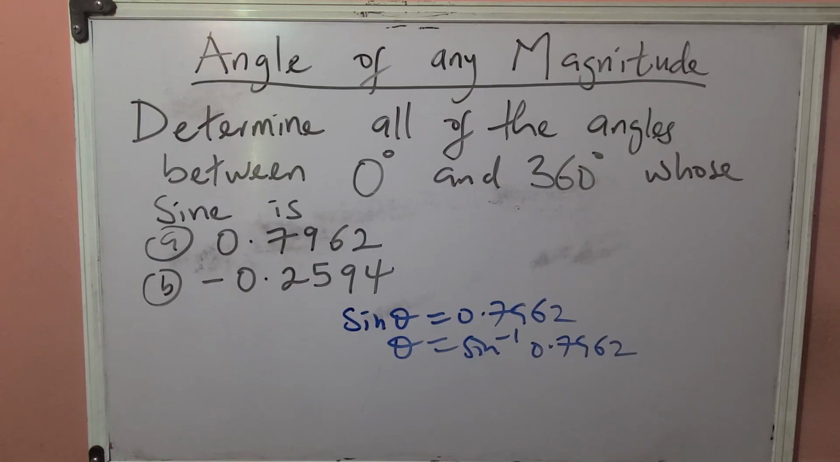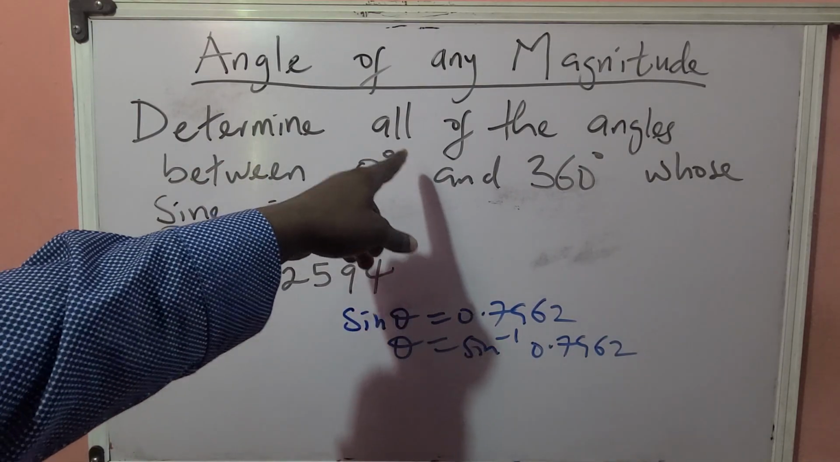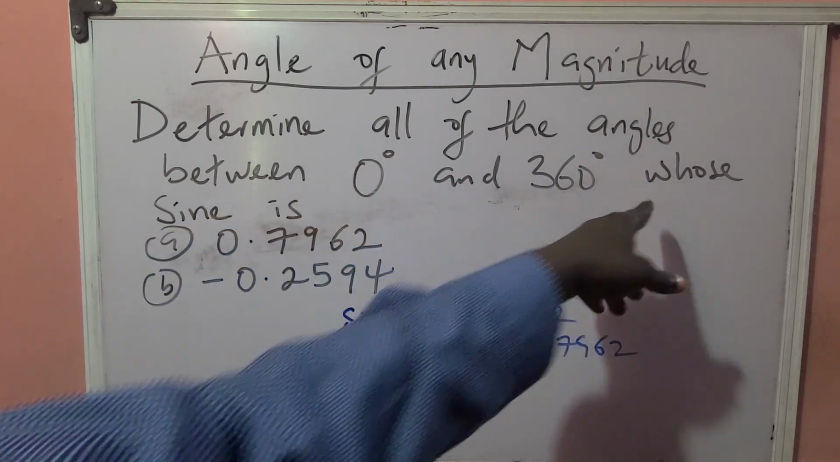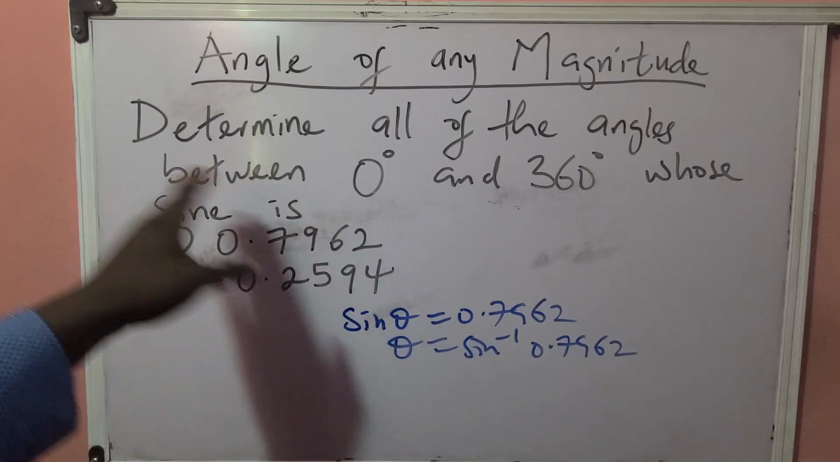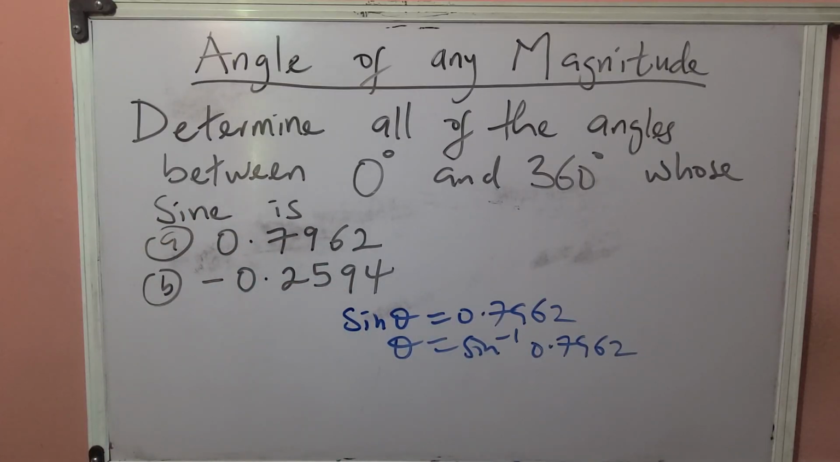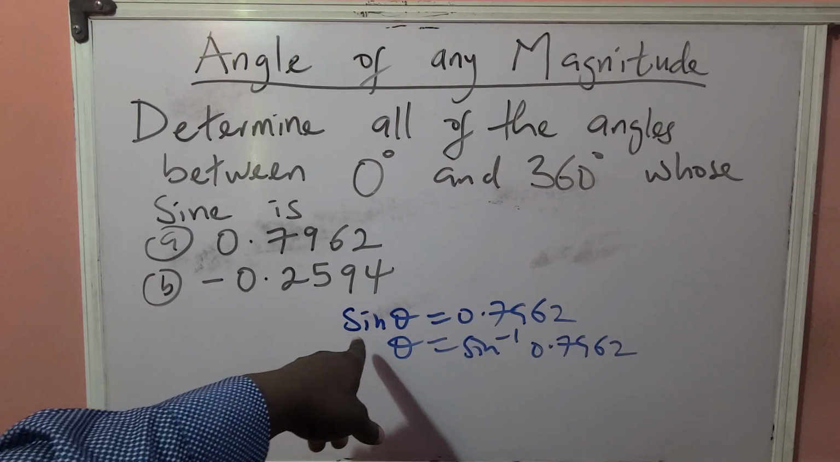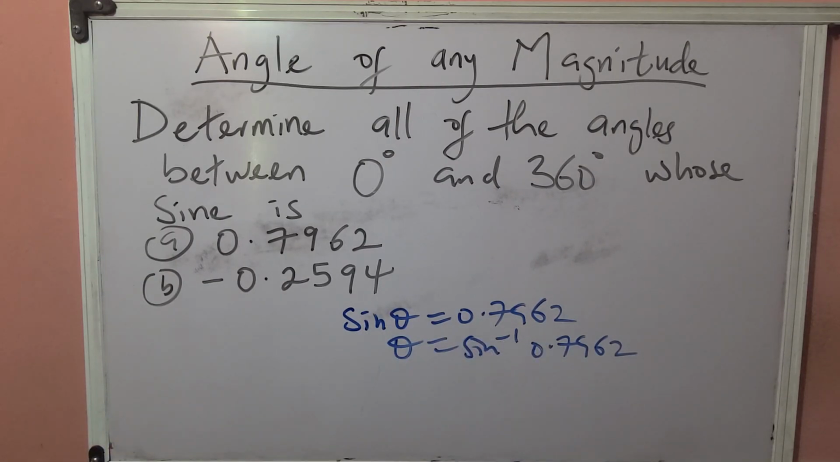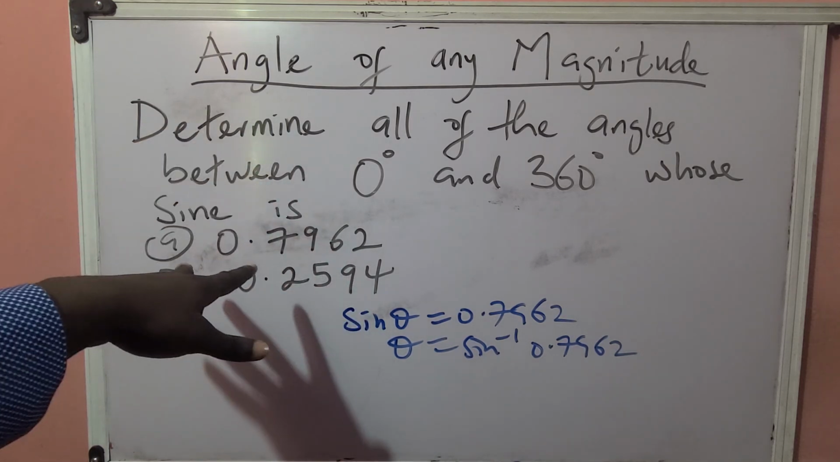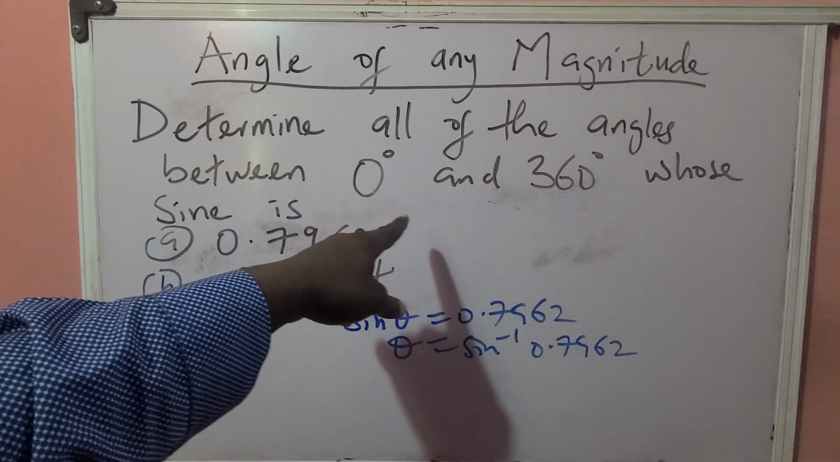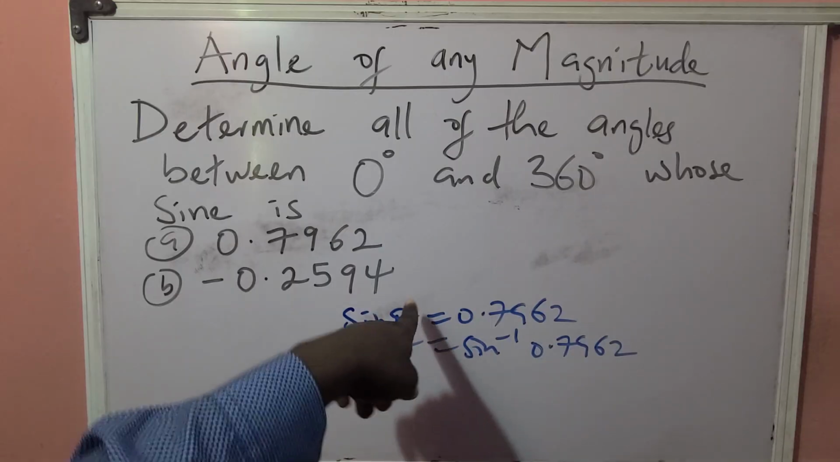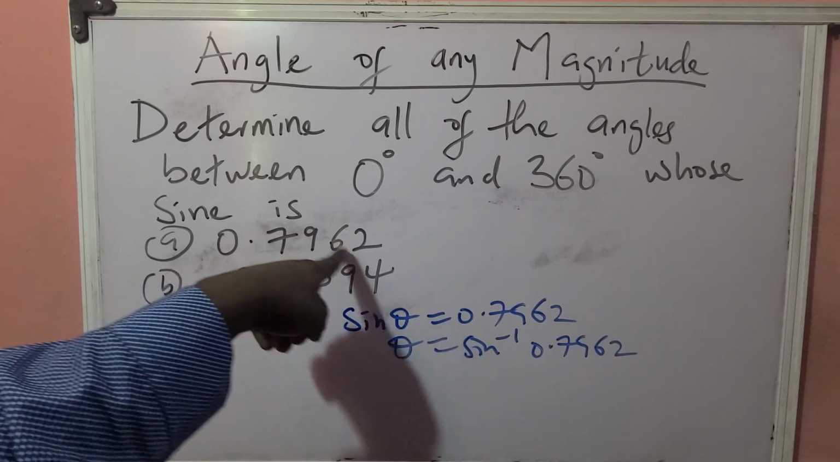So the very first thing to note is what trigonometry function are we dealing with? We are told to determine the angles between this and this. Whose sine is this? So we're dealing with the sine. All right. Now, the first thing you have to write is what I've written here. Sine theta equals this. So it's very important you always know how to interpret that very first statement, because they said determine all of the angles whose sine, that means the sine of an angle, was equal to what you have here.